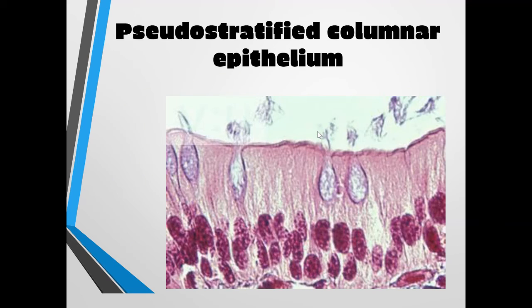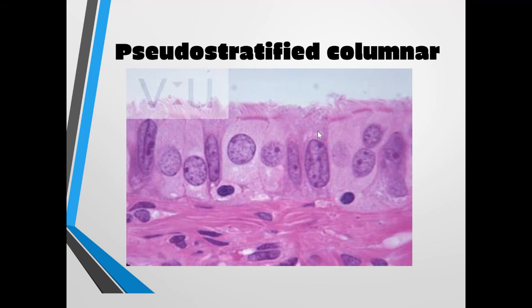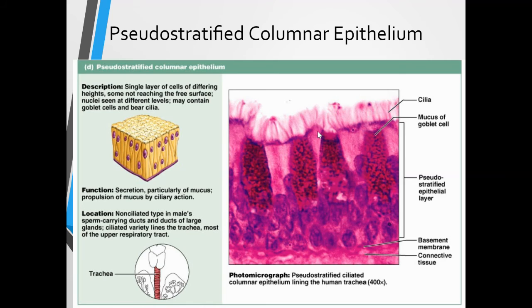All right, pseudostratified columnar is only one layer, but it appears that it's more than one layer, all based on the position of the nucleus. But again, it's only going to be one layer of cells, and it also can be ciliated. Okay, so its function is secretion, propulsion of mucus when we have the cilia. Okay. And it is found in sperm carrying ducts, glands, the trachea, and in the upper respiratory tract.